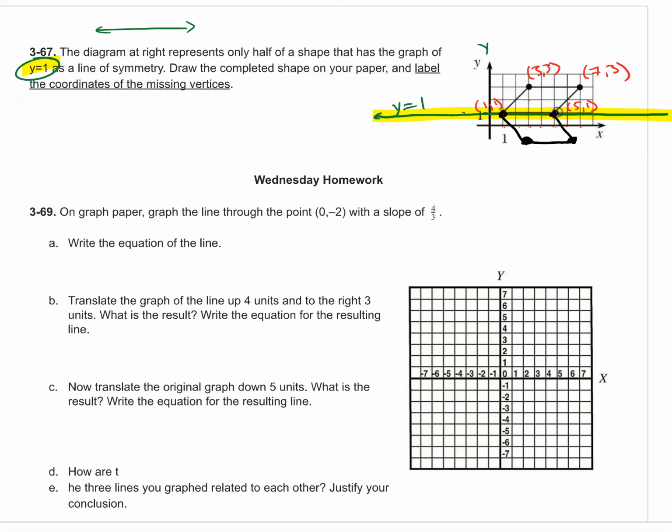Okay, so I'll let you label these coordinates. What are the new coordinates? Oops, that's not right. Make sure you label them. So key point there is, what is it? Line of symmetry. That is like a reflection or mirror image.